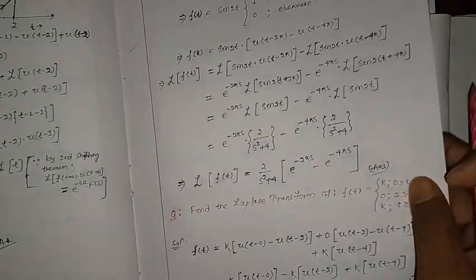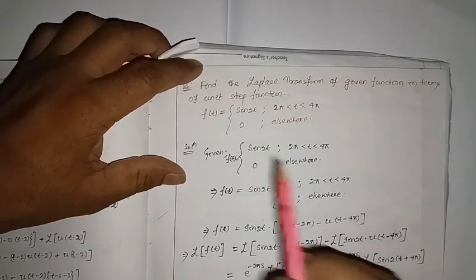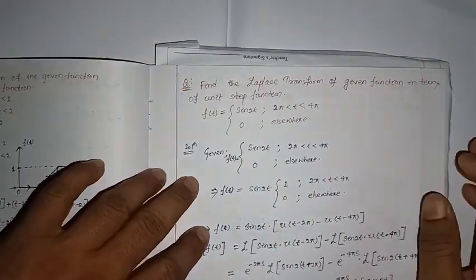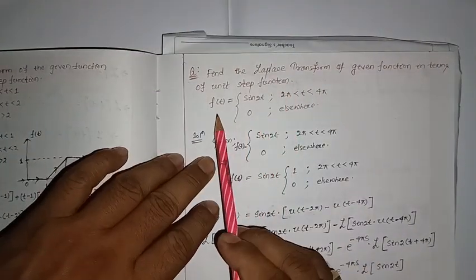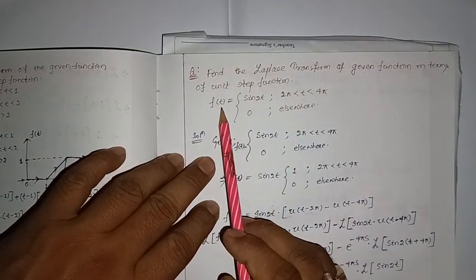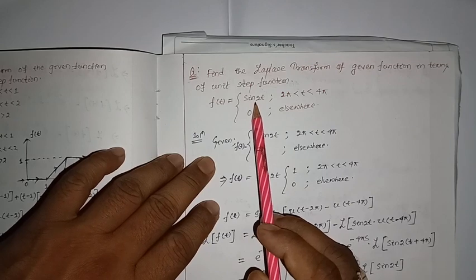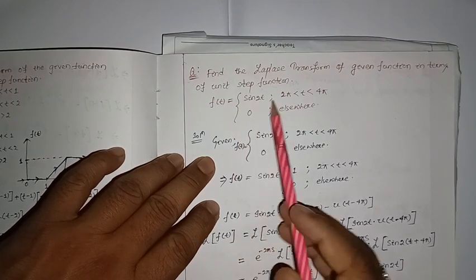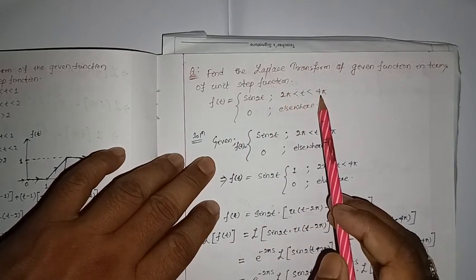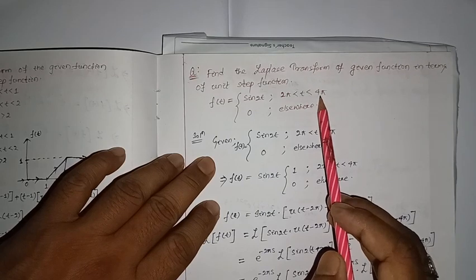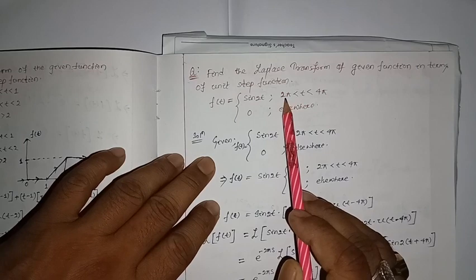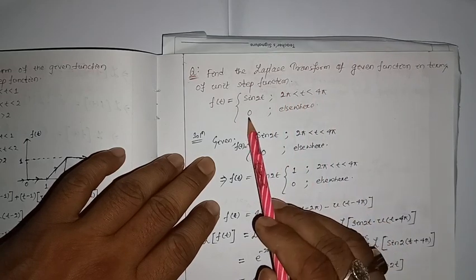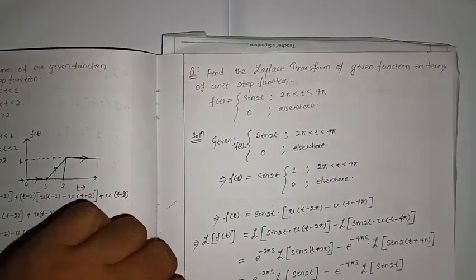Okay, now we are going to go to the next question: find the Laplace transform of the given function in terms of the unit step function. The function given is f of t equal to sine 2t, which exists in between 2 pi and 4 pi. That means f of t will be sine 2t when t is between 2 pi and 4 pi, otherwise it will be 0.